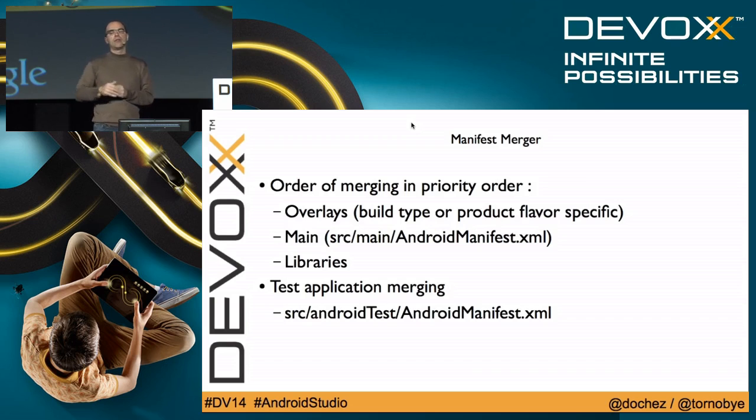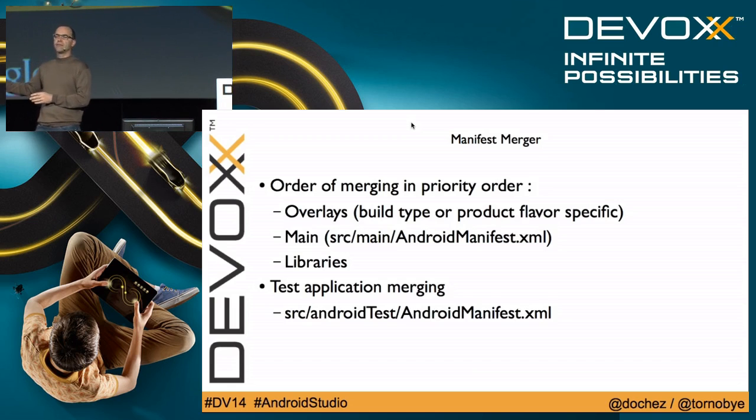Basically, you can think about 3 types of Android XML file. First one are what we call the overlays. These are the build types, product flavors specific Android manifest files. Those will be the most important ones. Those are the ones we start with. And then we merge the main file, which is usually located in the source main directory. And then finally, we merge all the libraries in.